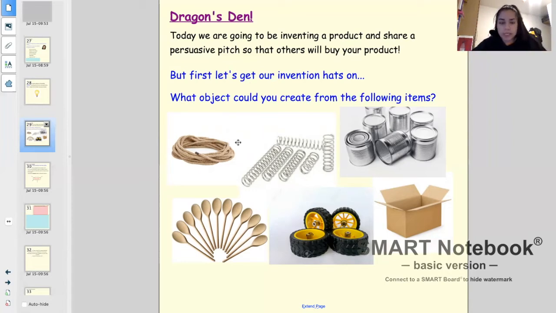Okay, so let's get started with some inventive ideas first. So we've got a few objects here. We've got a piece of rope, some springs, some tin cans, wooden spoons, some wheels, and a cardboard box. Pause the screen. What can you create from the following items? So put your invention hats on. Make sure you're ready to think up some ideas. Maybe draw something using the items that I've got here. Try and see what you can create from the following items. Okay, I hope you were really, really creative and you tried to think outside the box using these items. And I hope that warmed your brain up for making some inventions later on.